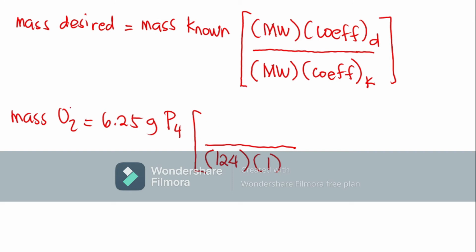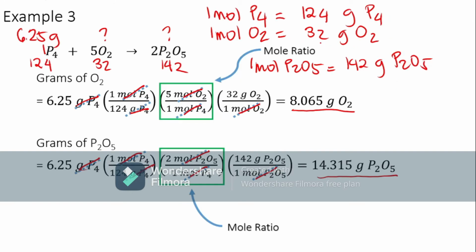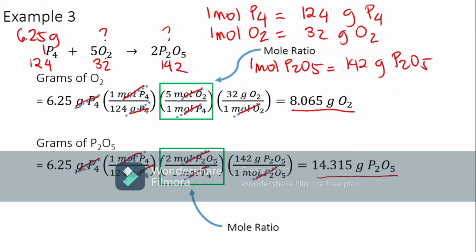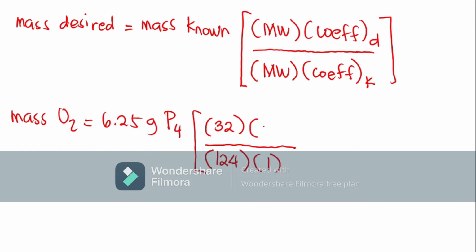So, si desired, si O2, siya yung desired natin. So, ang desired natin, ang molecular weight niya ng O2 ay 32 gram per mole of O2. So, this is 32, then, times, coefficient ni O2 in a chemical reaction. Ang coefficient niya ay 5. Okay? So, times 5. So, simplify. 6.25 grams of P4 times 32 times 5 divided by 124 divided by 1.